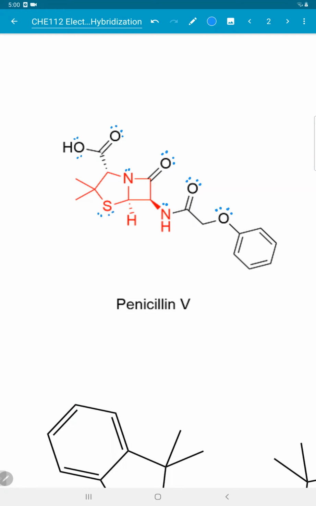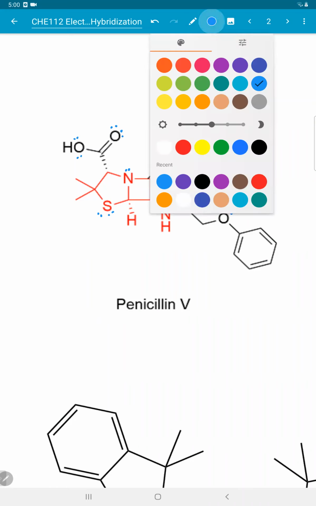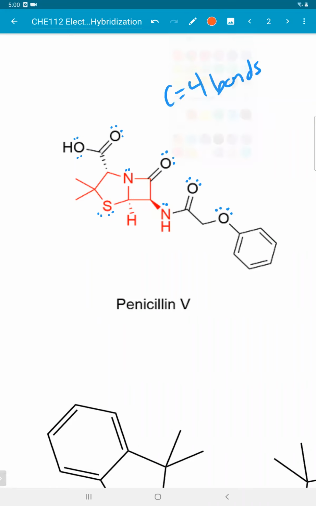All right. The other thing I wanted to mention, for drawing skeletal structures, is that carbon always makes 4 bonds. If you don't count or see a bond that adds up to 4 on the carbon atoms in here, the missing bond is to a hydrogen.